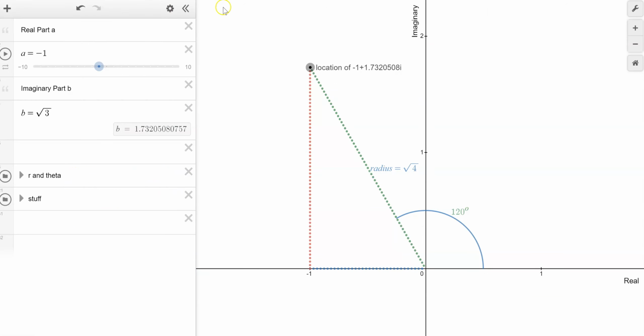You can also use my Desmos calculator to verify it. So I put in negative 1 for my A part, my real part, and radical 3 for my imaginary part. And you can see it gives me an angle of 120 and a radius of square root of 4, which is 2. But there it is. It has to be the same location. That's the key.